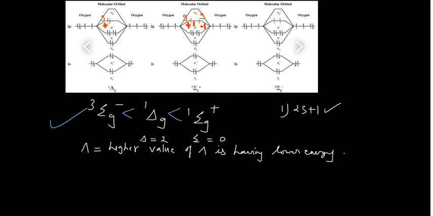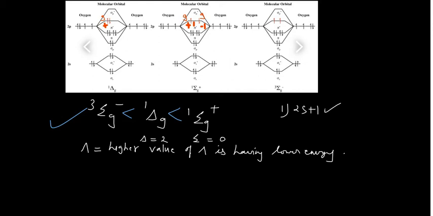This is quite clear. And please wait, I thought I made a mistake here. This should be 1 sigma g positive. Okay, fine, no mistake actually. So this is fine. This is how you can determine. I hope this is clear to you. There is no problem in that. Now this is the order of the energy, right? There is no problem in that.